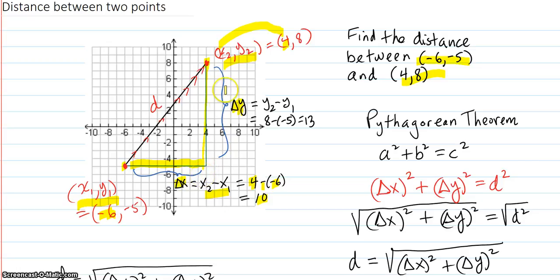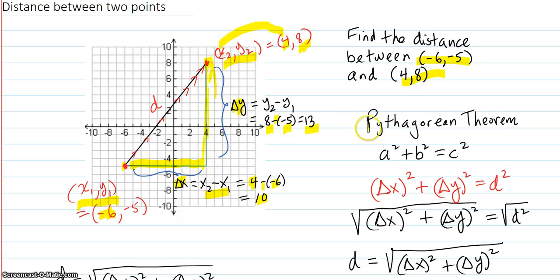And similarly, the change in y is the y2 minus the y1. 8 minus a -5 is 13, and it really is 13 units in this change in y here. From -5 down here up to 8 up there, that's a span of 13 units.